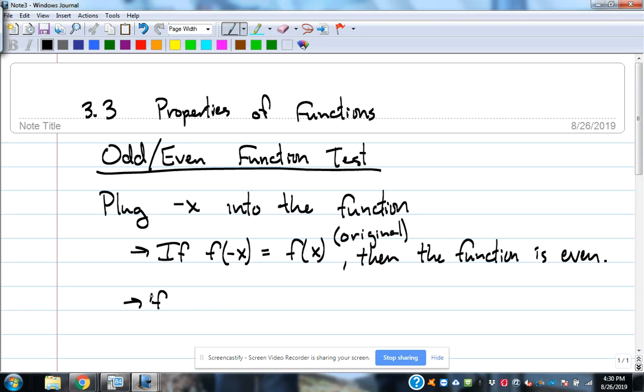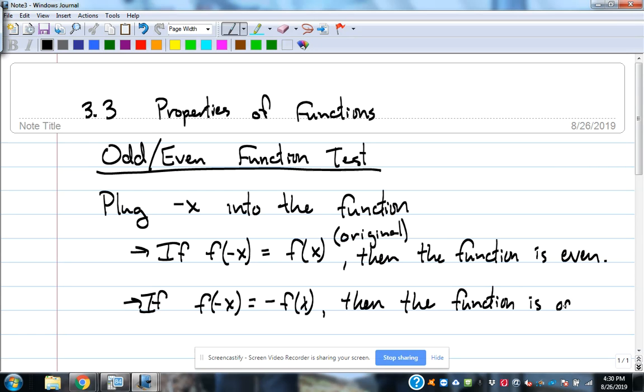If f of negative x comes back the opposite, so everybody change signs, then the function is odd. Okay.